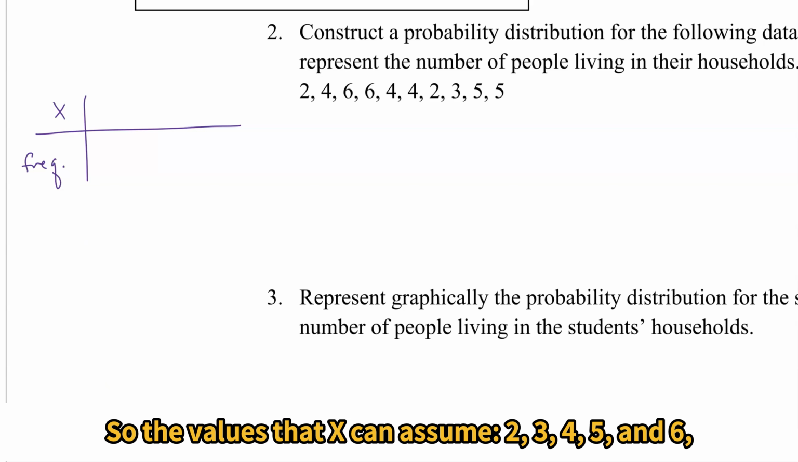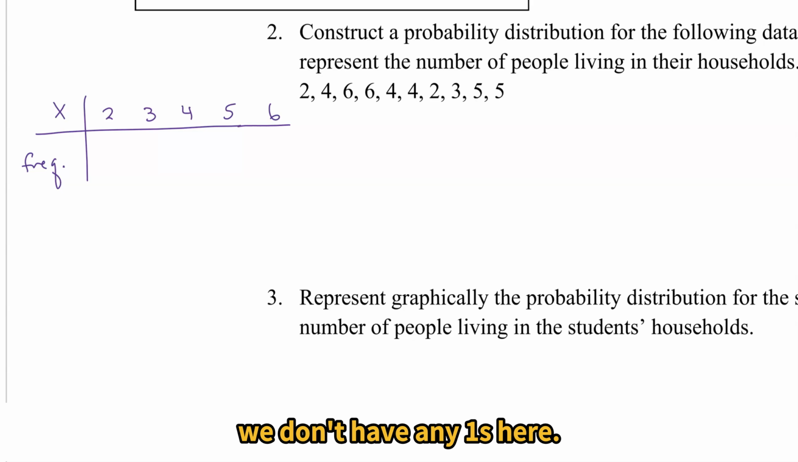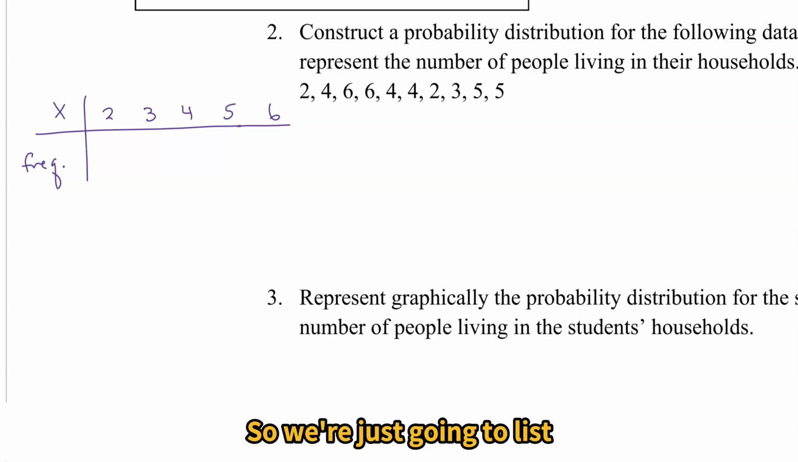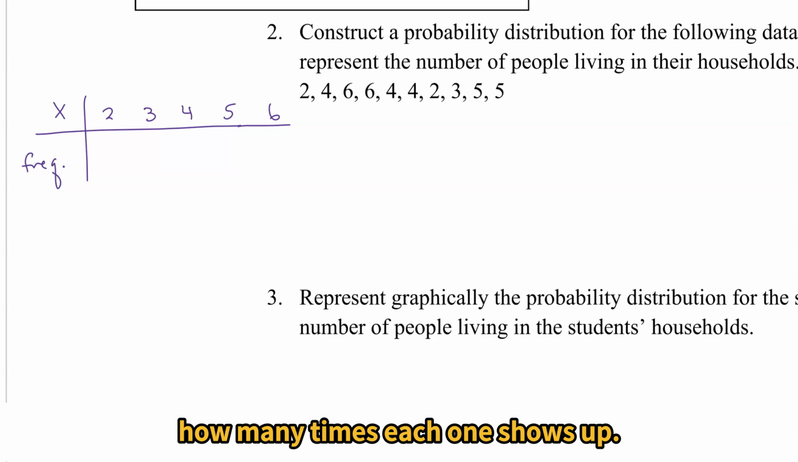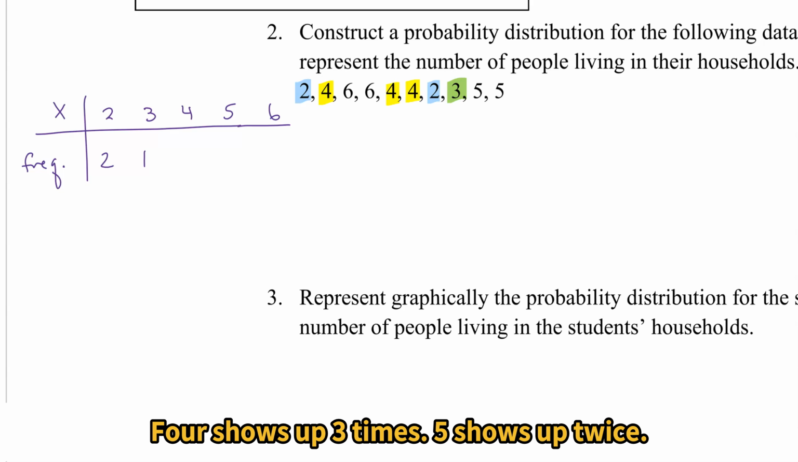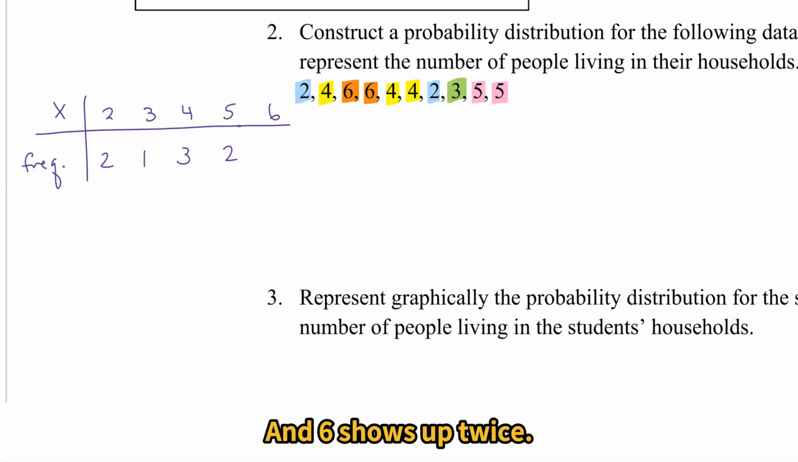So the values that x can assume: 2, 3, 4, 5, and 6. We don't have any 1s here. We don't have any 7s or anything higher. So we're just going to list out the different values of x. And then we count how many times each one shows up. 2 shows up twice. 3 shows up once. 4 shows up 3 times. 5 shows up twice. And 6 shows up twice.